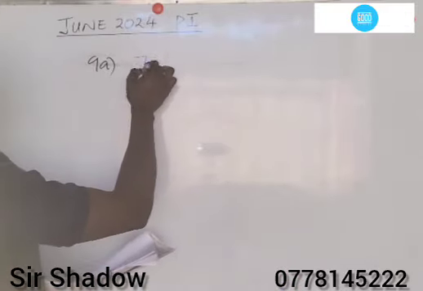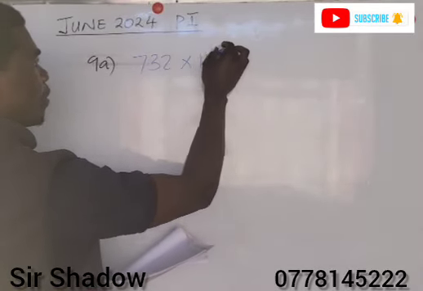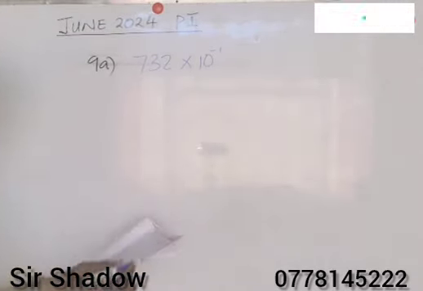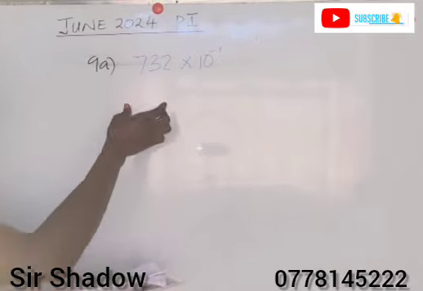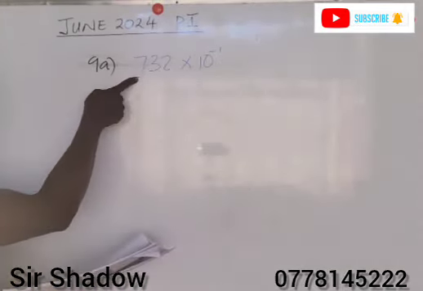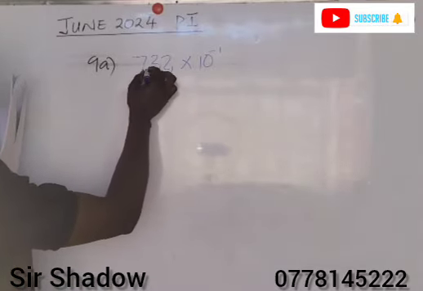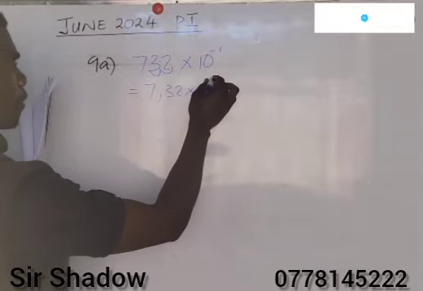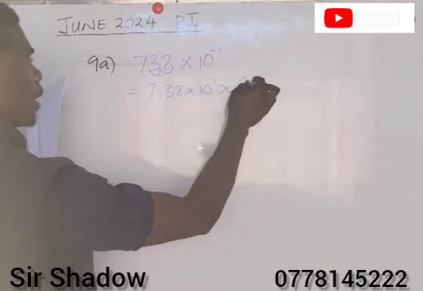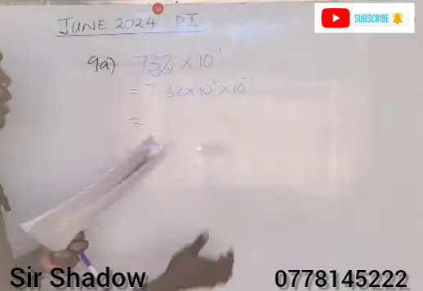I want to express 732 times 10 to the power minus 1 in standard form. For us to express this in standard form, remember 732 is not in standard form. Let's express it: 732 becomes 7.32 times 10 to the power 2, multiplied by 10 to the power of negative 1. So let's apply the laws of indices here.